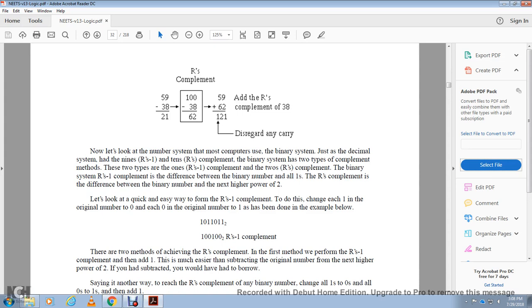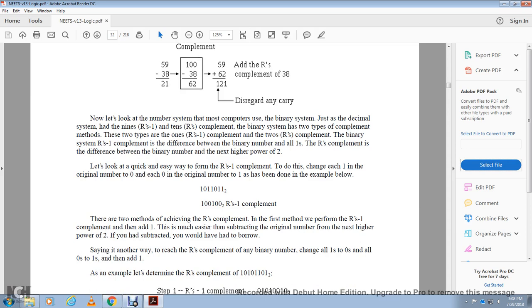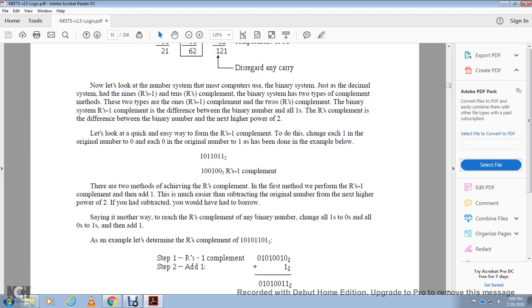There are two methods of achieving the radix complement. In the first method, we perform the radix minus 1 complement and add 1, which is much easier than the other method, subtracting the original number from the next higher power of 2 and adding the borrow. Saying it another way, to get the radix complement of a binary number, change each 1 to 0 and each 0 to 1, and then add 1. For example, the radix complement of 1 0 1 0 1 1 0 base 2: step 1, the radix minus 1 complement is 0 1 0 1 0 0 1 base 2. Adding 1 gives 0 1 0 1 0 1 0, which is the result.